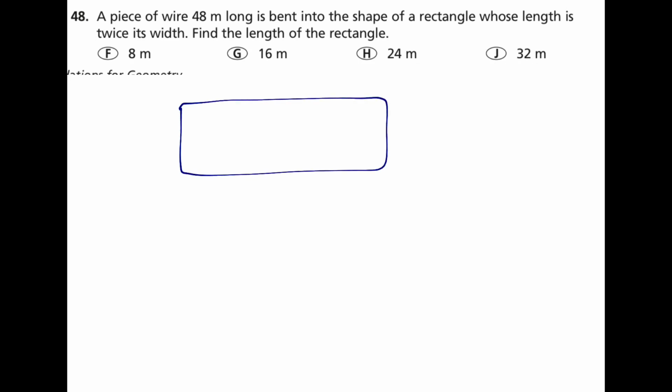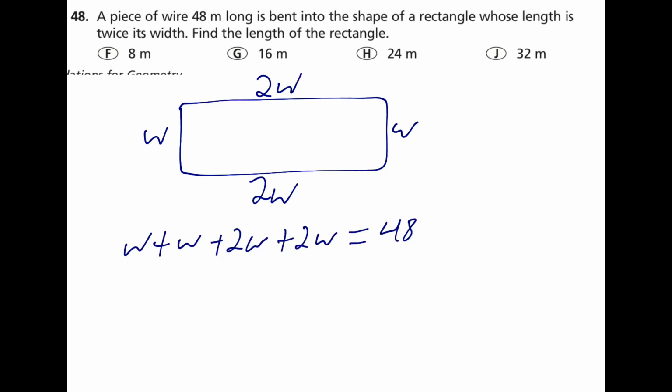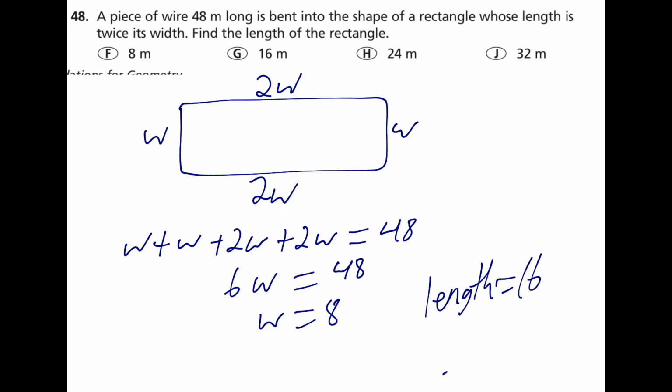For 48, we can draw our rectangle, and we know the proportions, that the length is twice its width. So if this is our length, we can call that in terms of 2W, and this is just W. This is our length over here. It's twice as long as our width. So if we wanted to figure out the length of the rectangle, we can add all these up, and we know that all the lengths and widths added together is equal to 48. So if 6W is equal to 48, W is equal to 8. The length is twice its width, so the length is equal to 16.